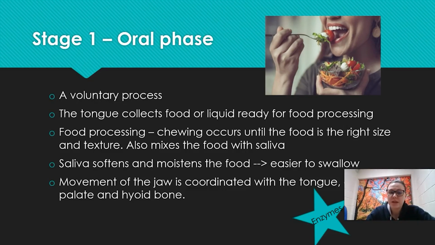And during this, the movement of the jaw is coordinated with the tongue, the cheek, the soft palate and the hyoid bone. When we're mixing the food with saliva, this is also the first part of digestion, because the saliva contains enzymes, so it's helping with that breakdown in the first stage.